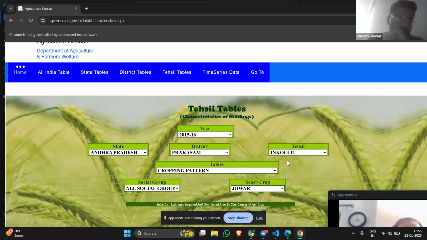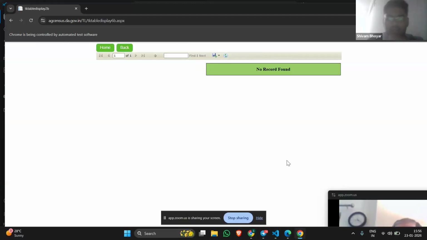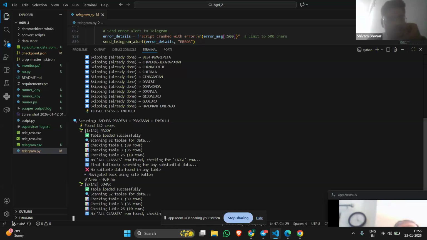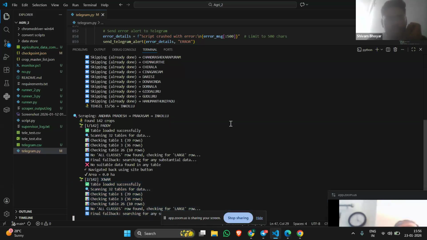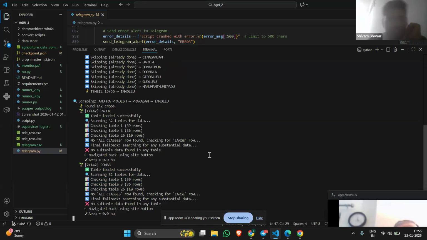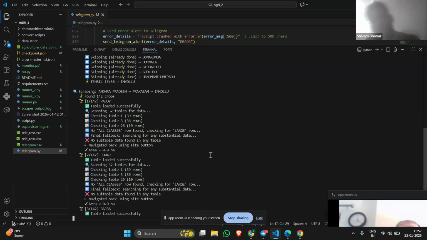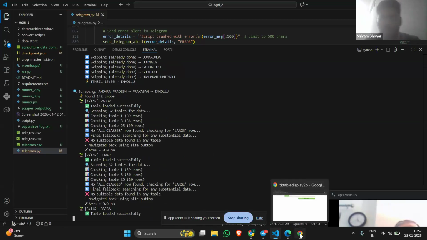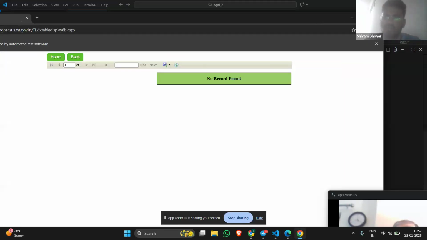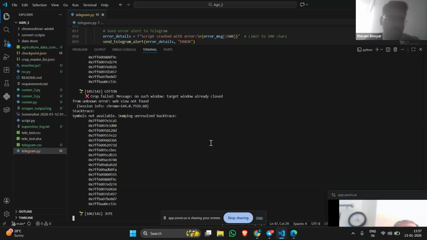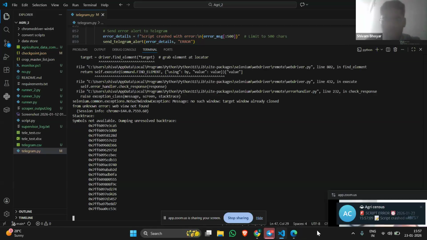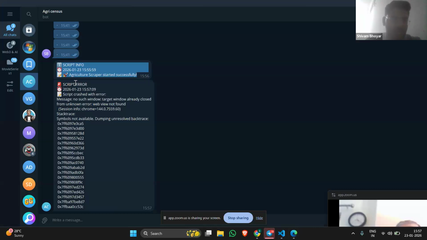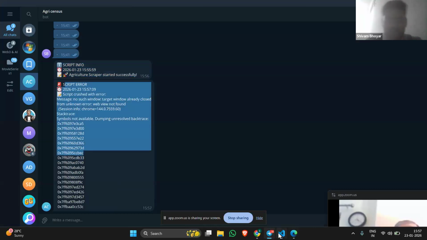To scrape data for one text, it takes at least 10 to 12 minutes, or a maximum of 15 minutes. I can see the progress here in the terminal, so if something happens, I can recheck and correct it. I will show you a demo: if I just close this tab, it will directly stop, and I will get an alert that the script has stopped and I'll be able to restart it.